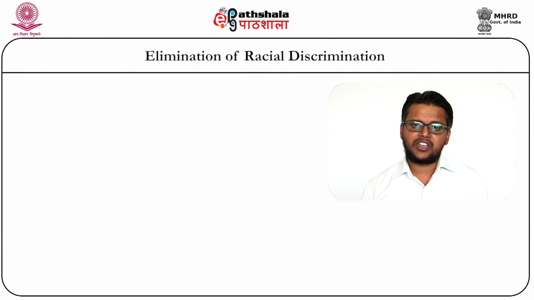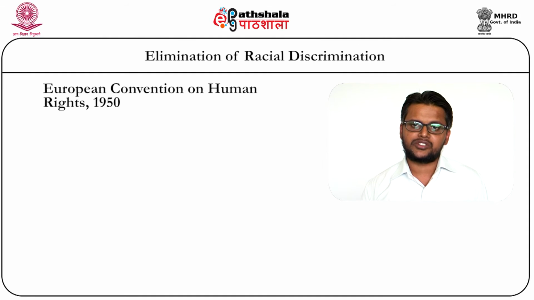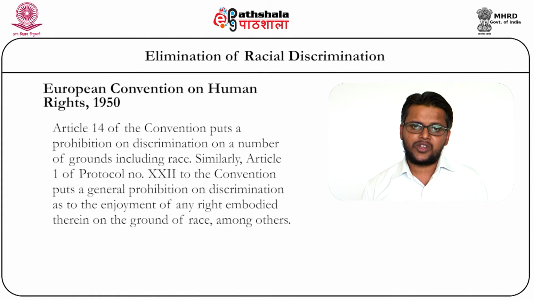The second convention that we have is the European Convention on Human Rights 1950. Article 14 of the convention puts a prohibition on discrimination on a number of grounds, including race. Similarly, Article 1 of Protocol number 12 to the convention puts a general prohibition on discrimination as to the enjoyment of any right embodied therein on the ground of race, among others. There are a number of grounds, such as sex and ethnicity. Race is one of the grounds.